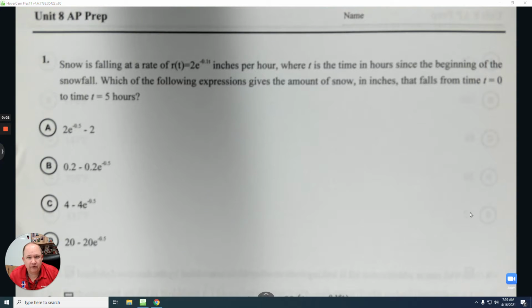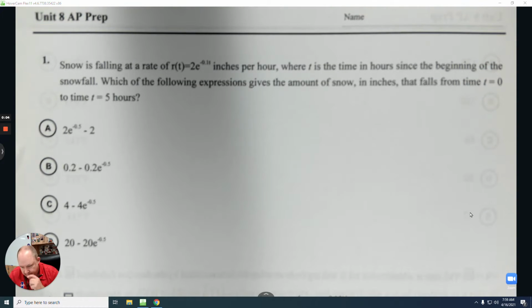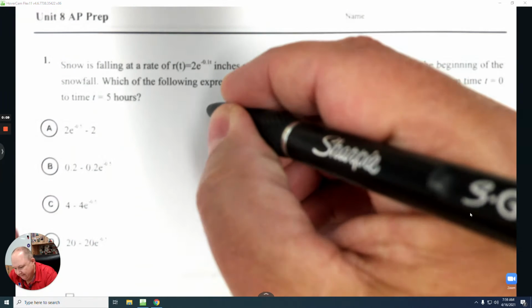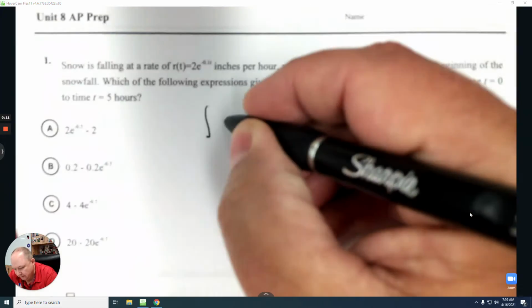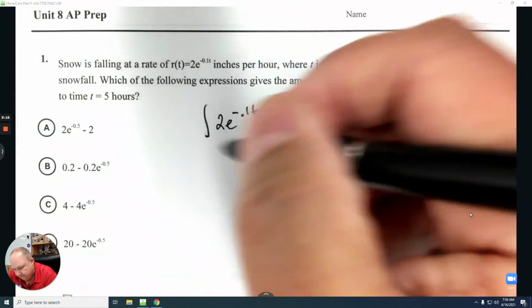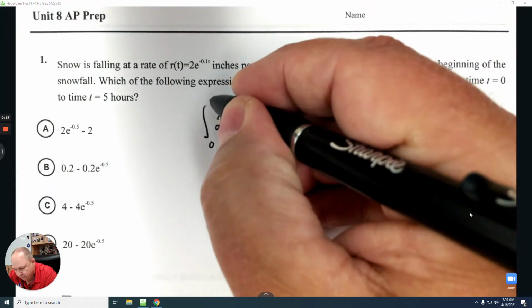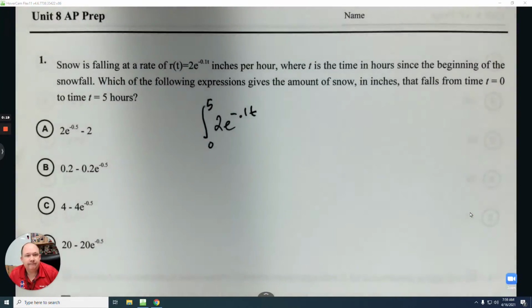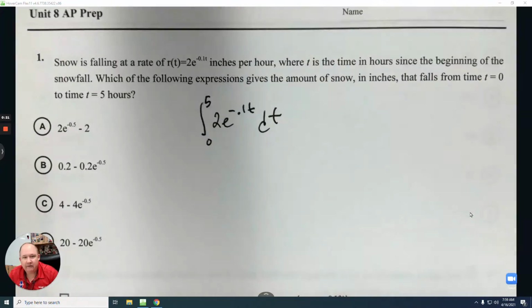Question number 1, snow is falling at a rate. And the question is, how much has fallen from 0 to 5? This is an integration question where you integrate the rate. And we're integrating from 0 to 5. That's simple. Now we have to have the calculus skills to do it.